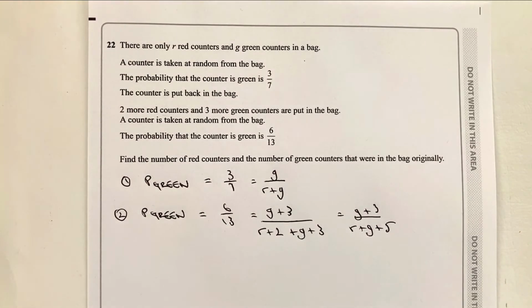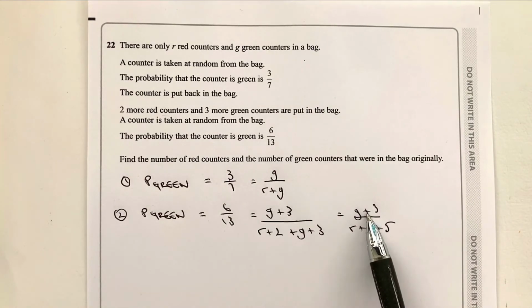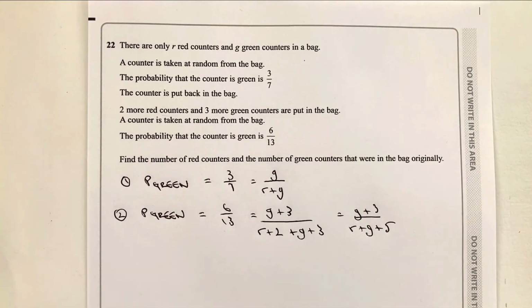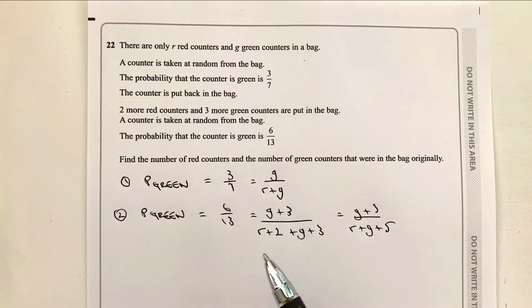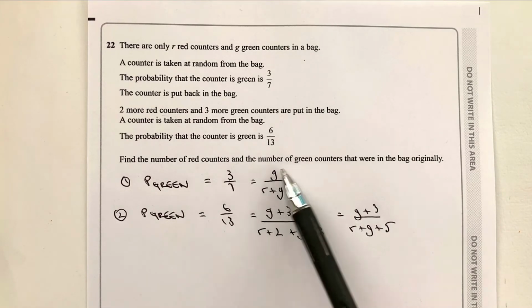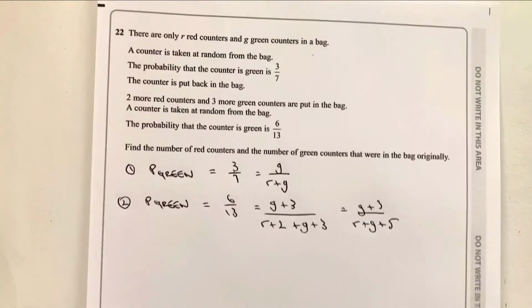Okay, so now what we've got is effectively two equations. So we've got this one and we've got this one, okay? But we've got two unknowns. We've got red and green. However, what we can do is use this first equation and find a value for red in this particular case and then substitute it into here. You'll see what I mean in a minute. So what we're going to do is look firstly at the first equation.